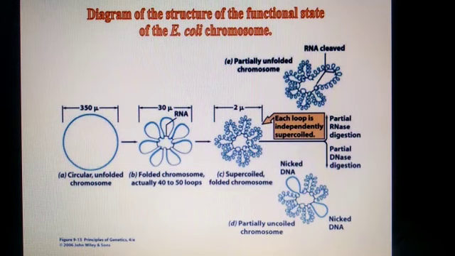Supercoiling of DNA and also the DNA binding nucleoid proteins contribute to DNA compaction. These proteins are called structural maintenance of chromosomes proteins. In the bacterial cell, RNA is not an integral part of the chromatin.